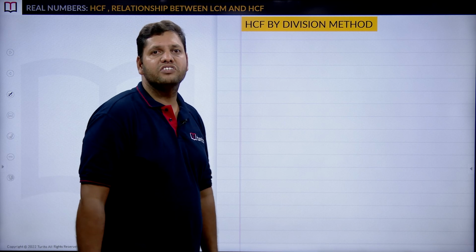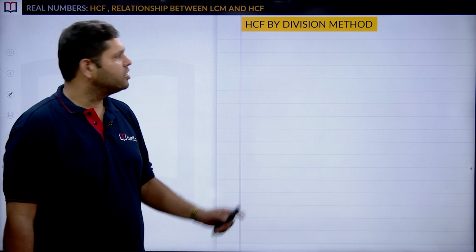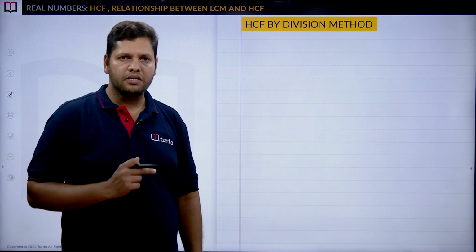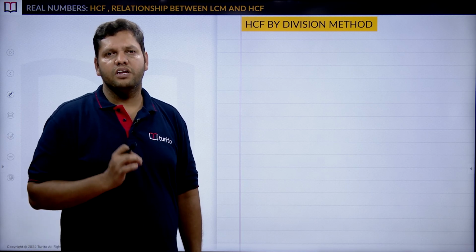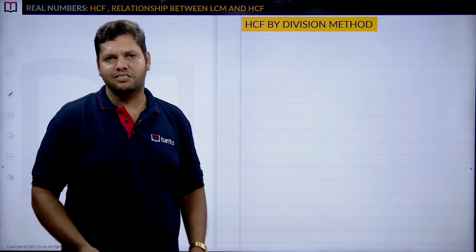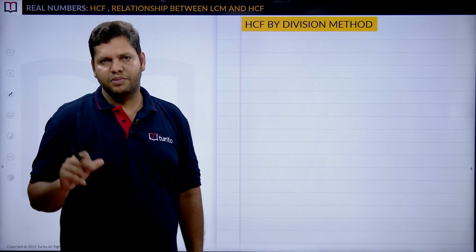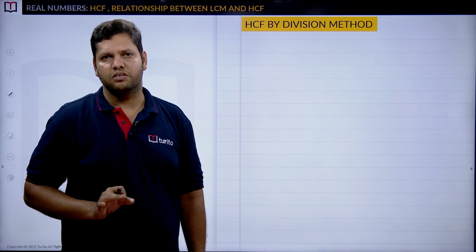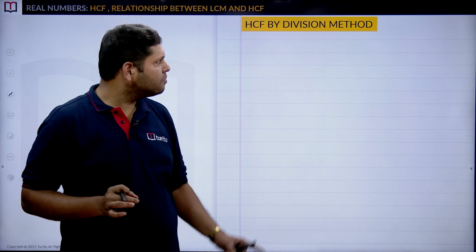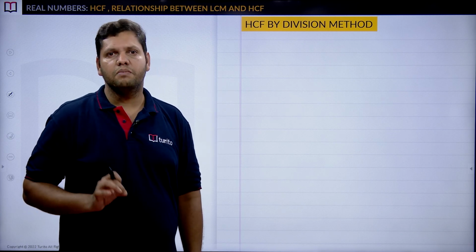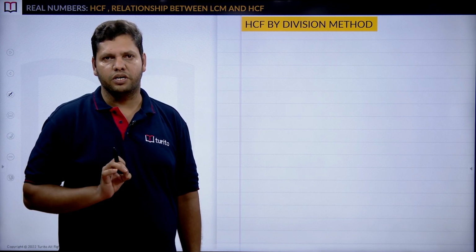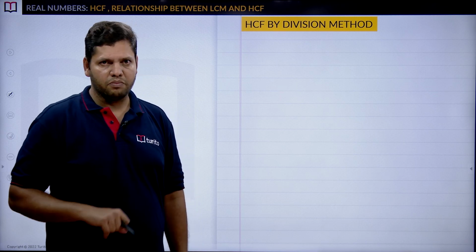Next one, children, by division method. Children, I am telling you once again, only remember this method. This is a very, very important method, children. In class 10, you are supposed to do all the sums only by this method. First method, second method, you just forget about it. Third method, what is the third method, children? Division method. So this method is very, very important. Okay. Now children, let us see what the division method is, step by step.